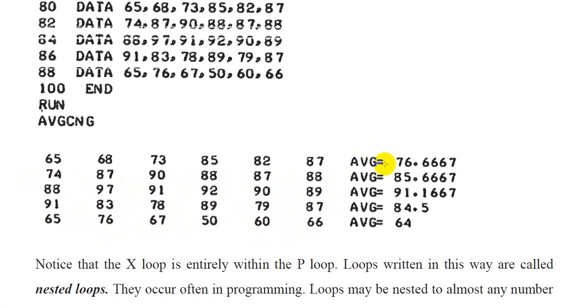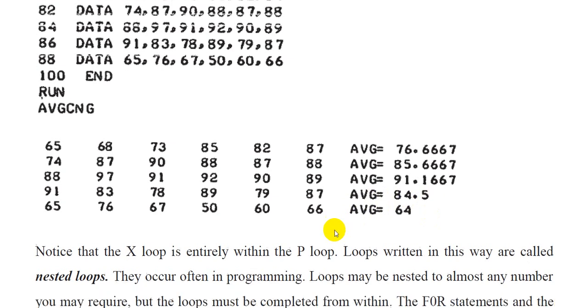As you can see, the AVG for each of the following values is given as follows, in the form of sequential data. AVG, for the first series, is going to be 76.667. AVG is 85.667 in this case. AVG for the series 3 is equal to 91.1667. AVG for the third is equal to 84.5, as well as for the fourth, AVG equal in this case to 64.